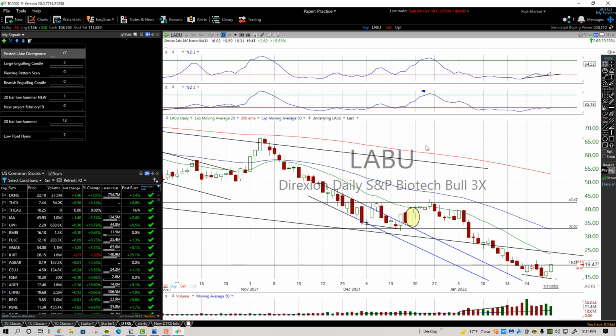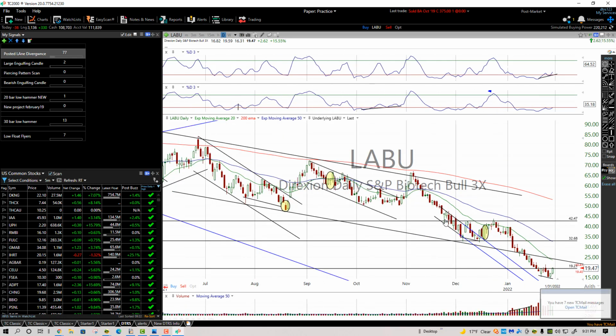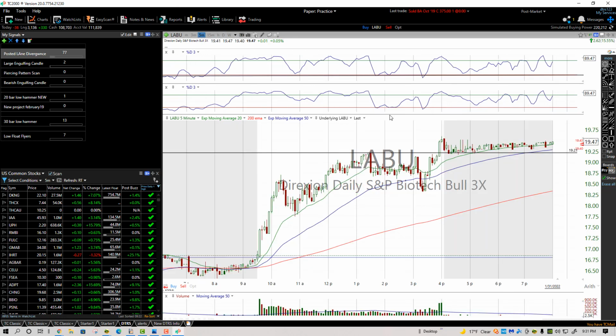It's been crushed down here for a while, but I like the biotechs going into tomorrow. I think we saw some strength into the close. It held on to it. It really didn't give too much up all night, and it held pretty good, especially when the market was selling off.